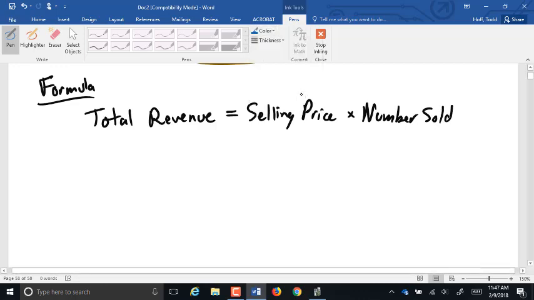An example of this kind of formula used in a word problem might be that Pete sells hats for $12 each.